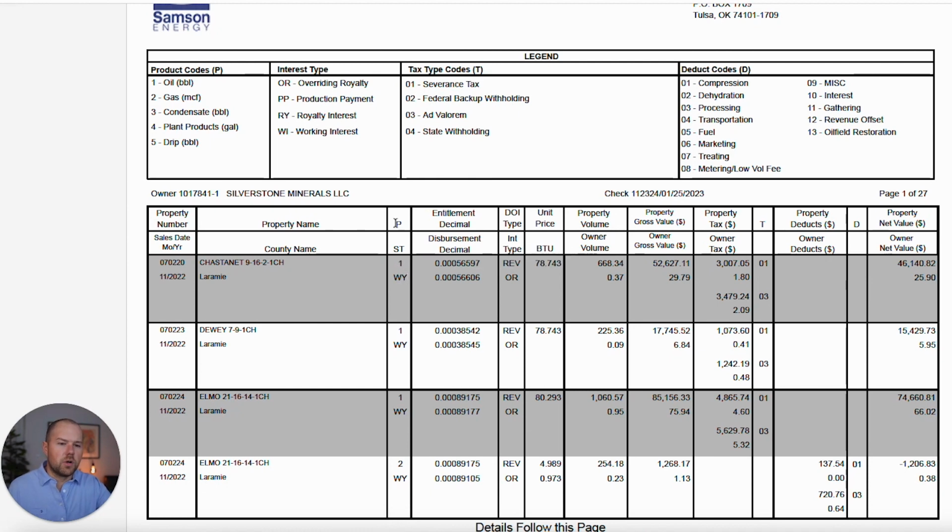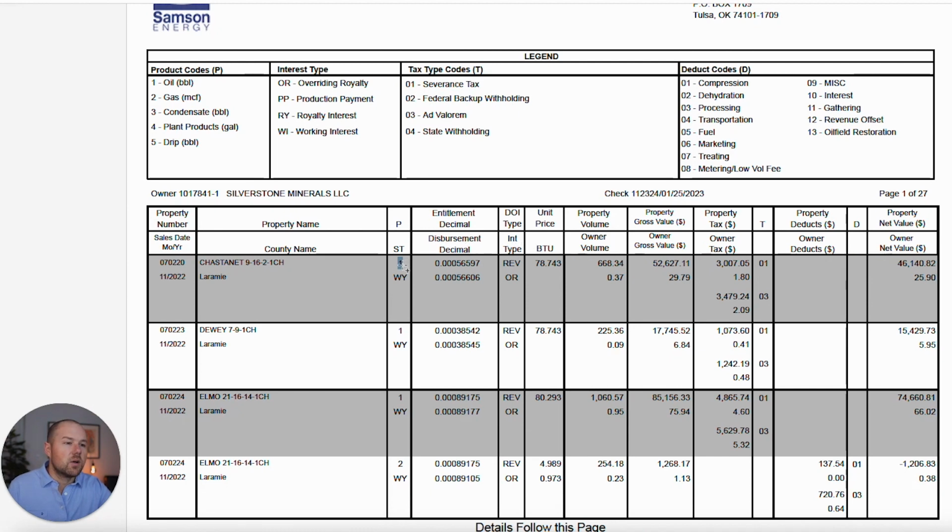When it comes to product codes, there are 2 primary products from oil and natural gas wells. The first is crude oil and the second is natural gas or residue gas. But a lot of times as the natural gas is processed, there are other products which fall out of the natural gas stream which can also be sold, and those include plant products or NGLs, and condensate, and I believe that this actually stands for drip condensate. But it's important to see when you're looking at the check stub which product we are talking about.